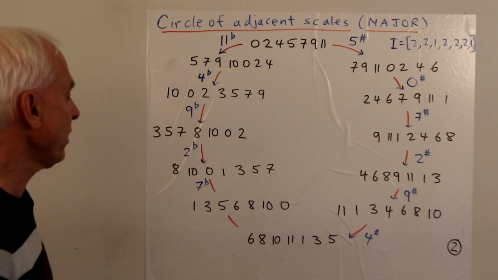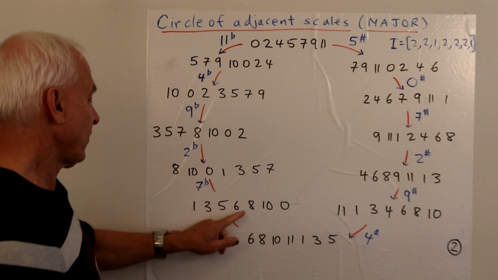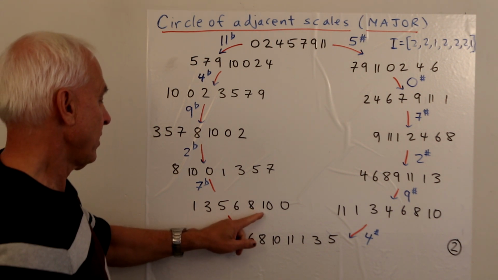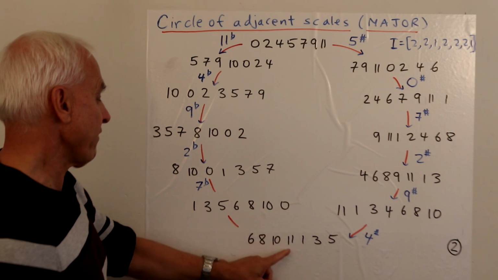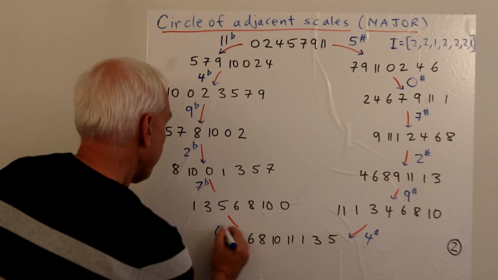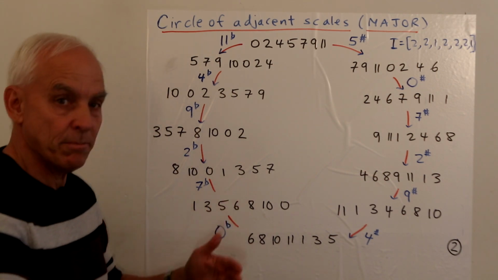And then from here to here, the 5, 6, 8, 10, the 0 is going to an 11. Okay, so we're flatting the 0. Now notice that there's some pattern here.